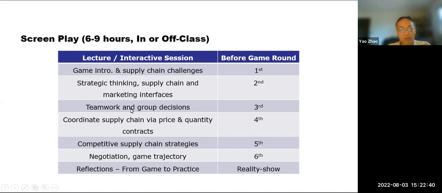Then I talk about teamwork and group decisions, because there's a lot of data. You have 3 markets and 3 different product lines to consider, so it's quite data intensive. They need to assign different work to different players so they can join forces. After the third round, we talk about coordinating the supply chain by price and quantity contracts, those push-pull and advanced purchasing discount contracts, which give them a hint on which direction to go. Then I talk about supply chain competitive strategy, how to compete with other supply chains. Lastly, I will talk about negotiation.